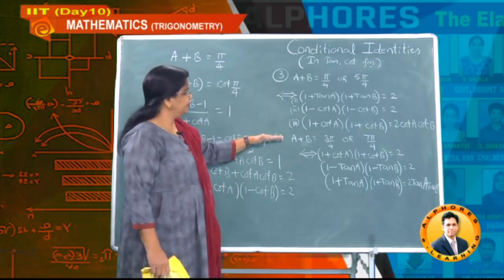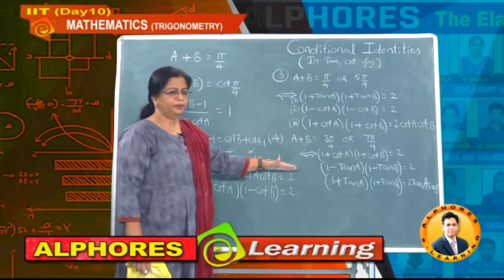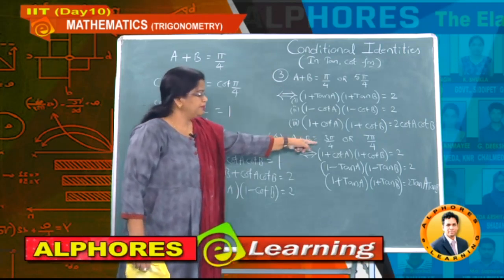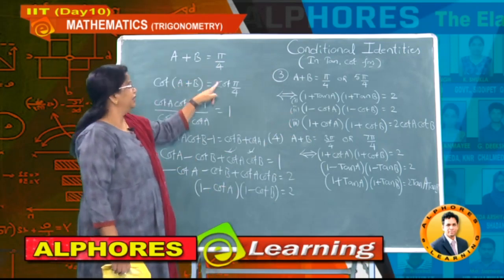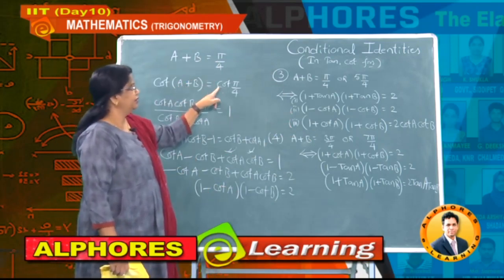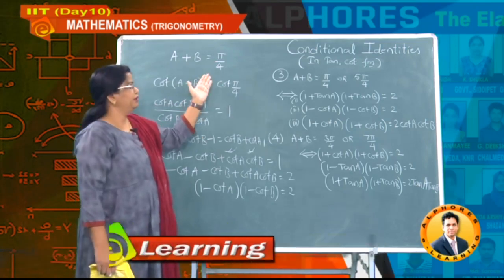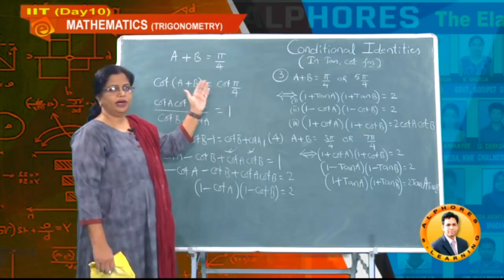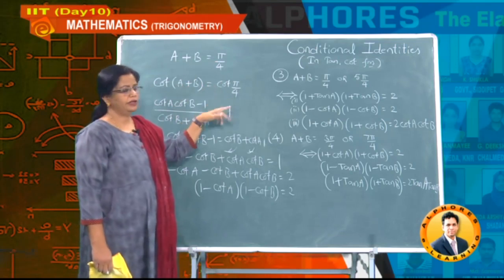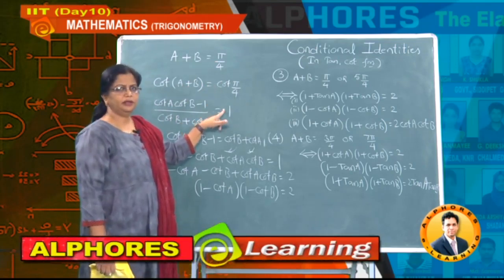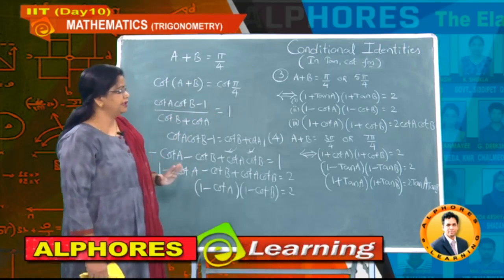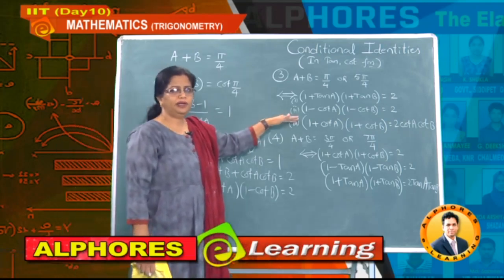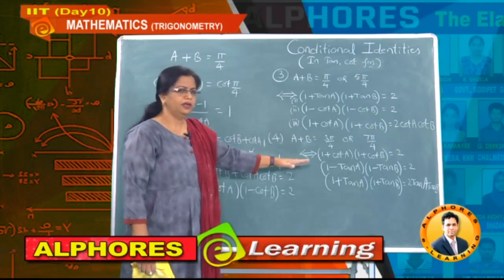Now the same fourth result you can also prove in the same way. A plus B equals 3 pi by 4. If you write 3 pi by 4, what is the only change? You will get minus 1, because in the third quadrant cot and tan take negative values, therefore we will get minus 1 here. Same procedure, everything is the same. And how to remember the formula? Just interchange tan and cot.